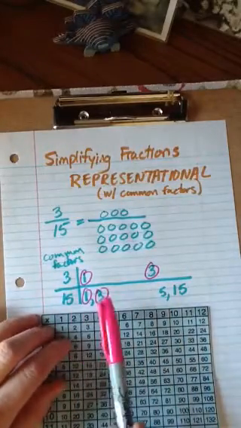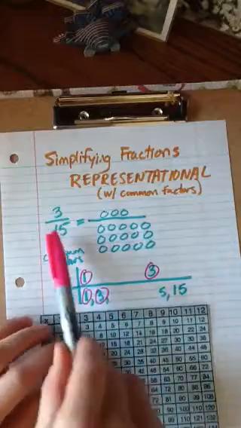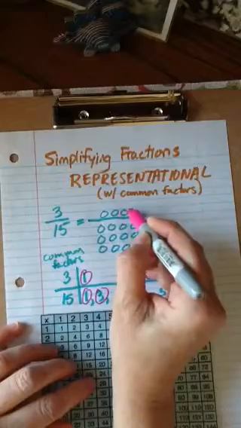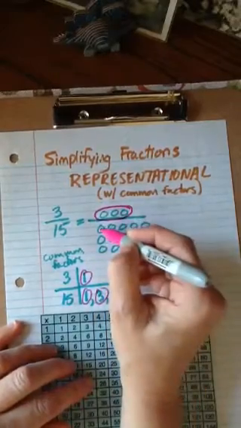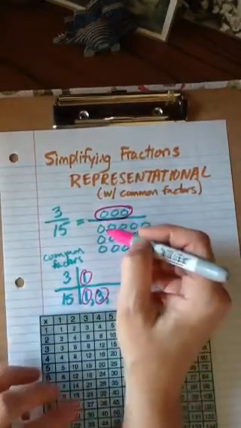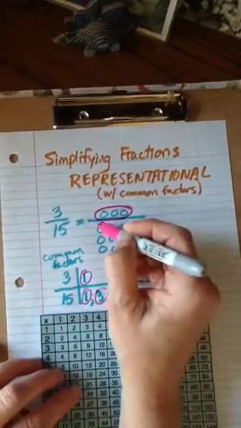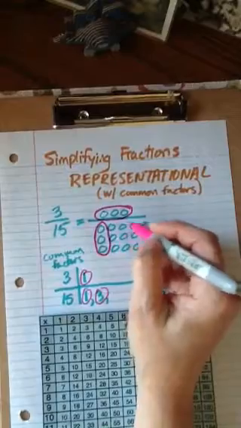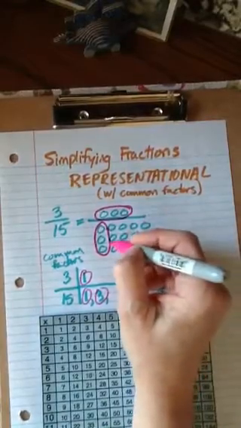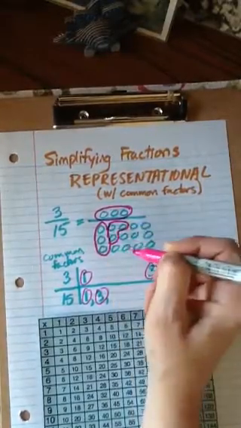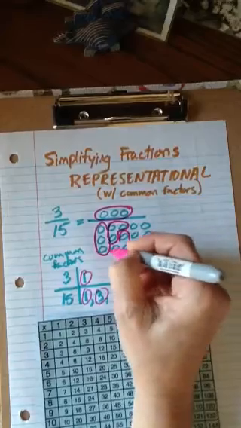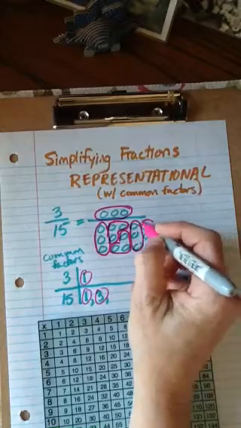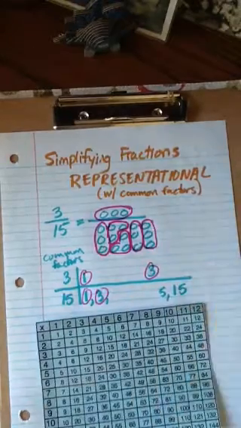All right, so 3 is my common factor. I'm going to separate these into groups of 3. 1, 2, 3, there's one group. And just to show you, I could do 1, 2, 3 like this. 1, 2, 3. All right. Now, just to show you, it doesn't matter how you do it. I'll do these 3. 1, 2, 3. I'll choose these 3. 1, 2, 3. Oh, and here are 3 more. 1, 2, 3. Oh, and here are 3 more. All right.